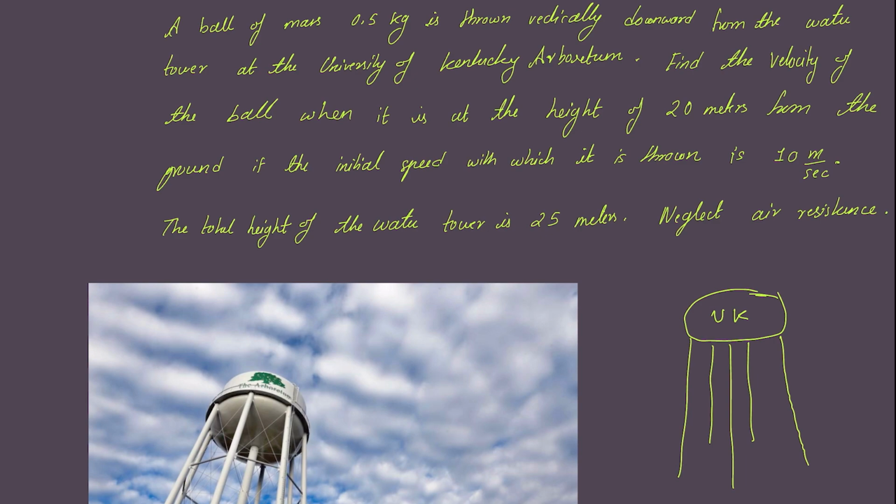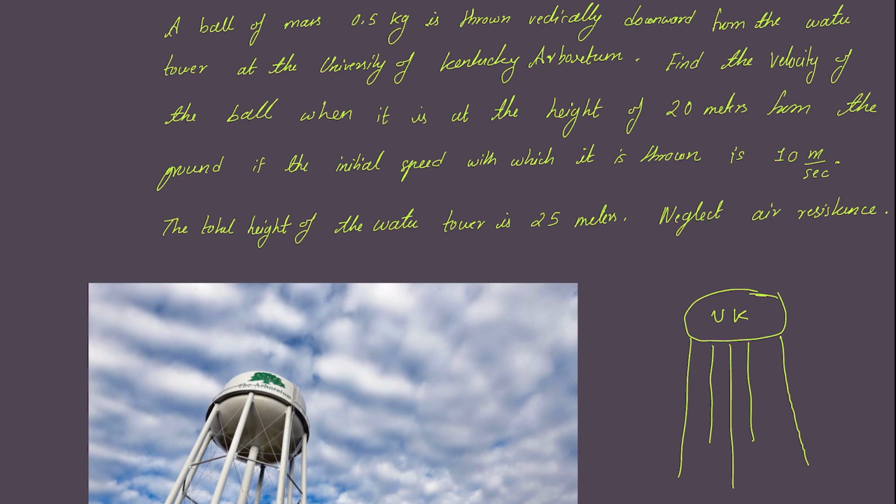A ball of mass 0.5 kilograms is thrown vertically downward from the water tower at the University of Kentucky Arboretum. Find the velocity of the ball when it is at the height of 20 meters from the ground if the initial speed with which it is thrown is 10 meters per second. The total height of the water tower is 25 meters.